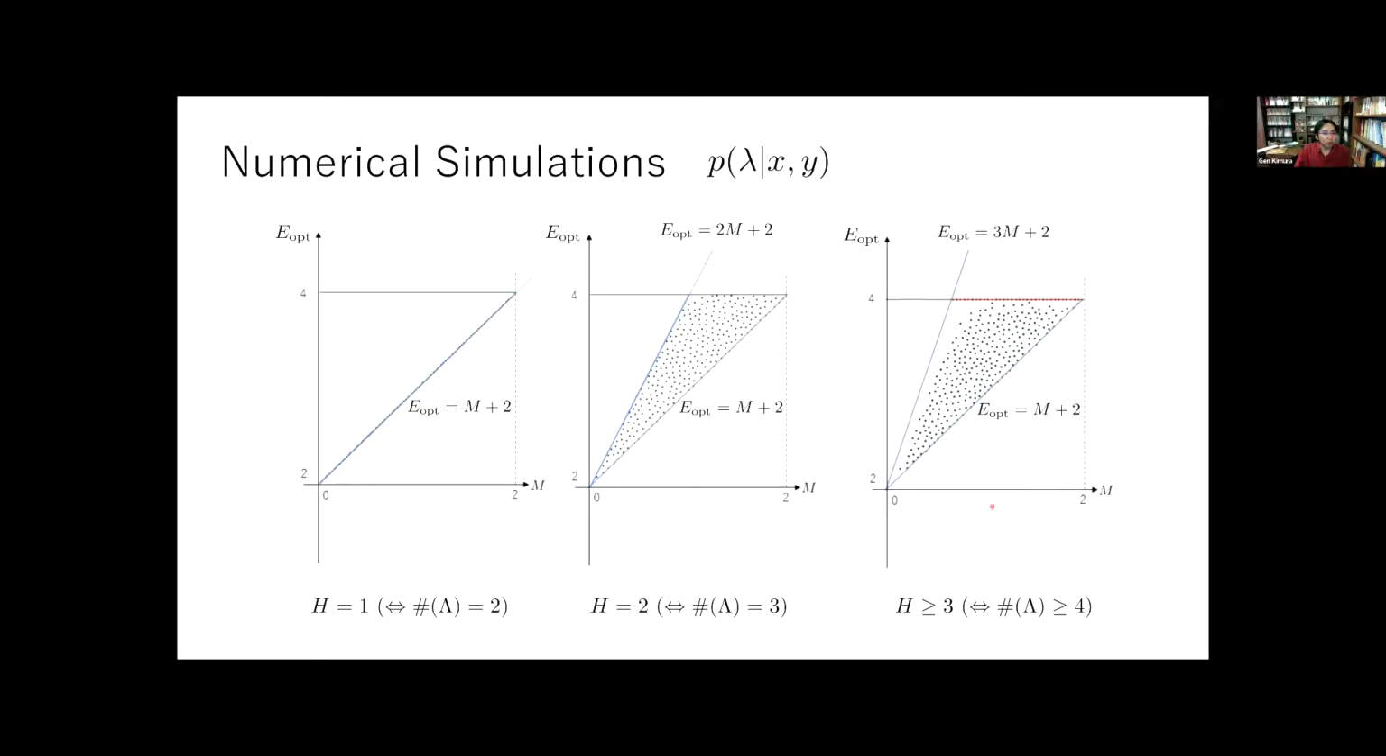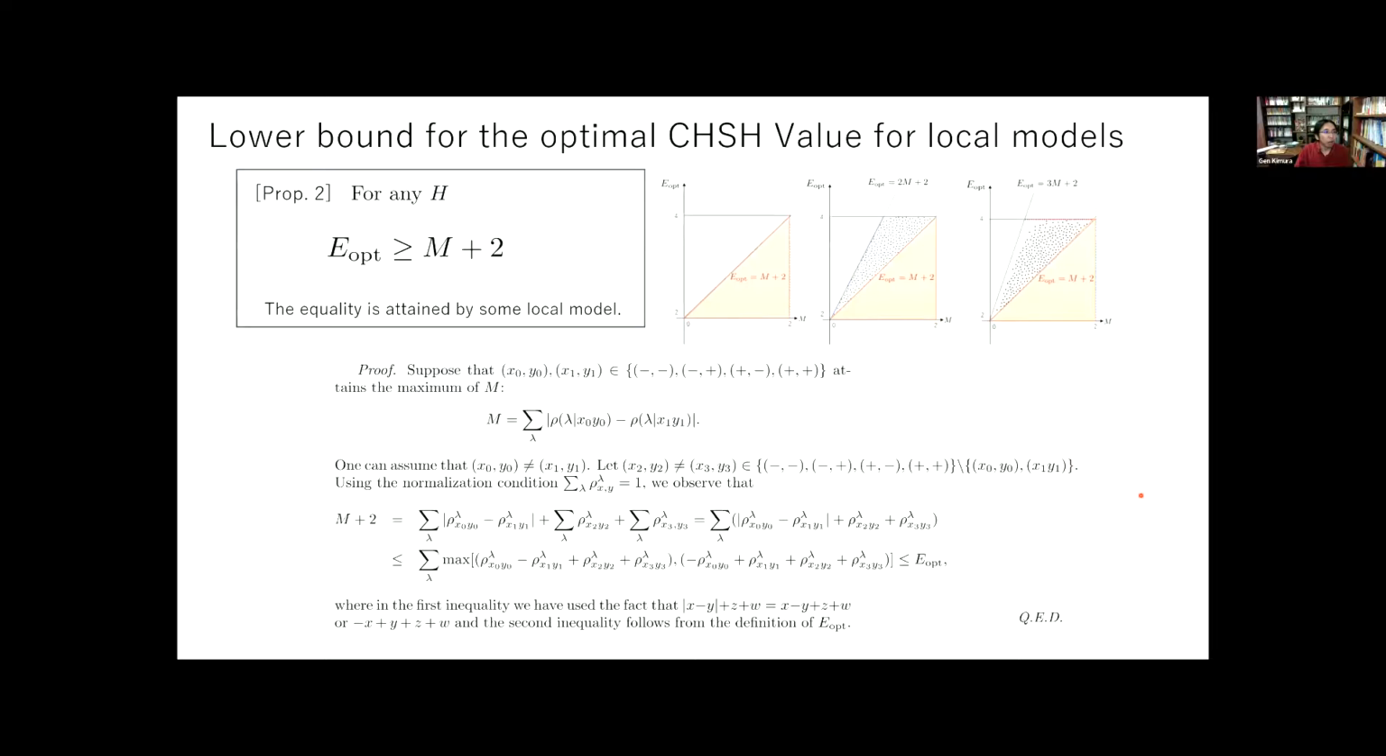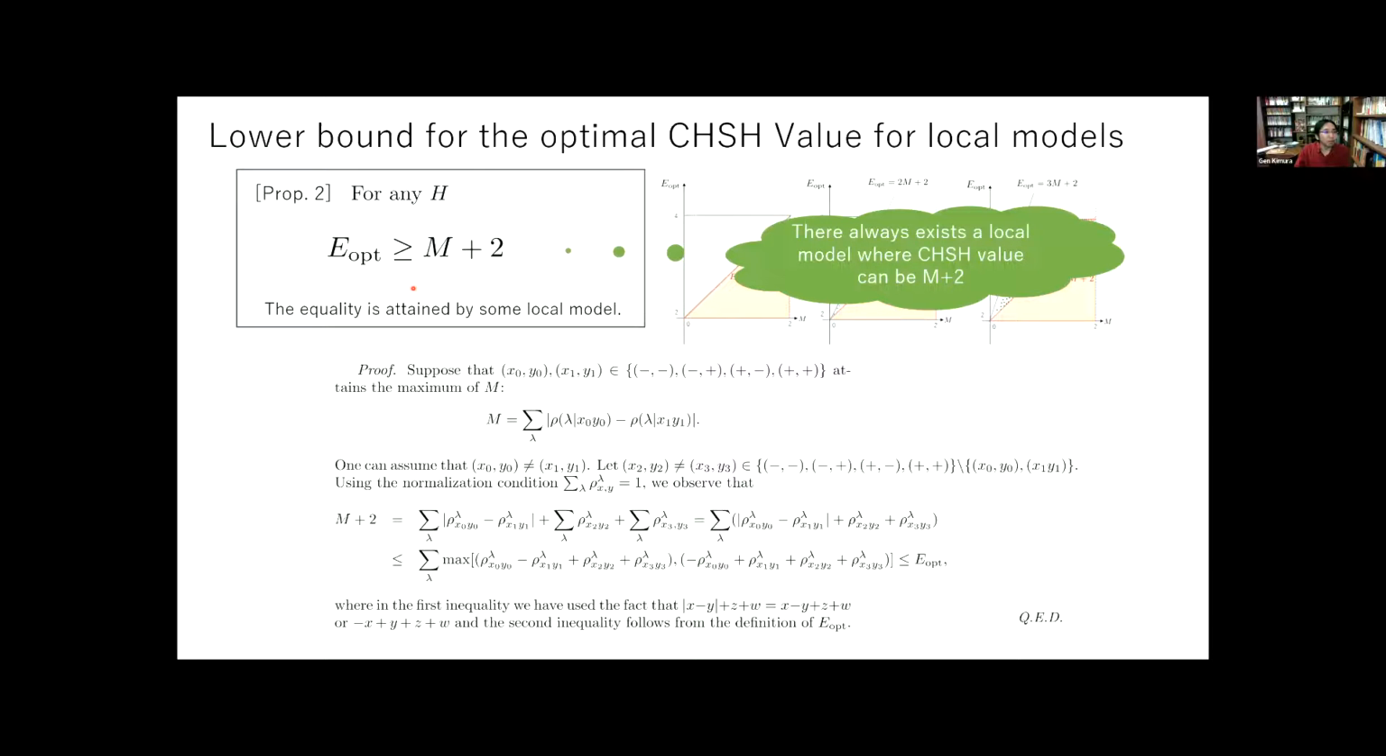With these numerical results in mind, we have proved the following analytical results. First, we obtain the lower bound for the optimal CHSH value. For any hiddenness, the optimal CHSH value is lower bounded by the measurement dependence plus 2, and the equality is attained by some local models. Let me skip the proof, but it says that there always exists a local model where the CHSH value can reach M plus 2.